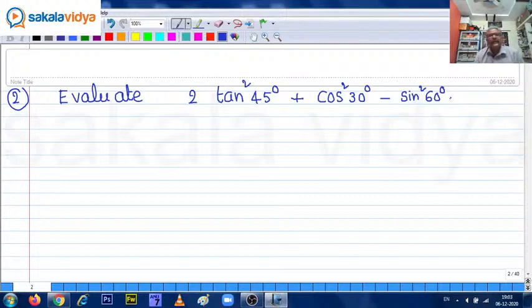Can you give any method to solve this problem? Are you able to solve this problem?